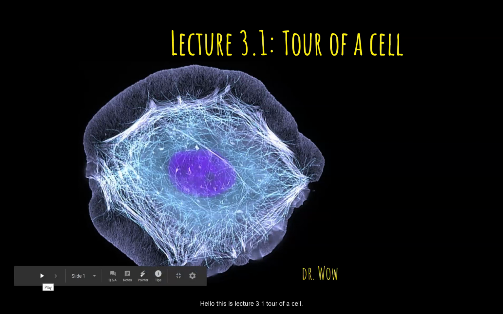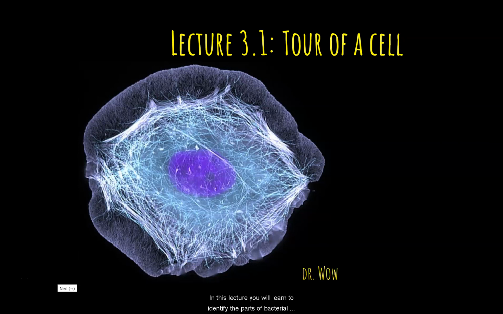Hello, this is lecture 3.1, Tour of a Cell. In this lecture, you will learn to identify the parts of bacterial, plant, and animal cells and compare the similarities and differences between them. You will also learn to describe the function of the different cellular organelles. In addition, you are going to learn about the fluid mosaic model of cell membranes.